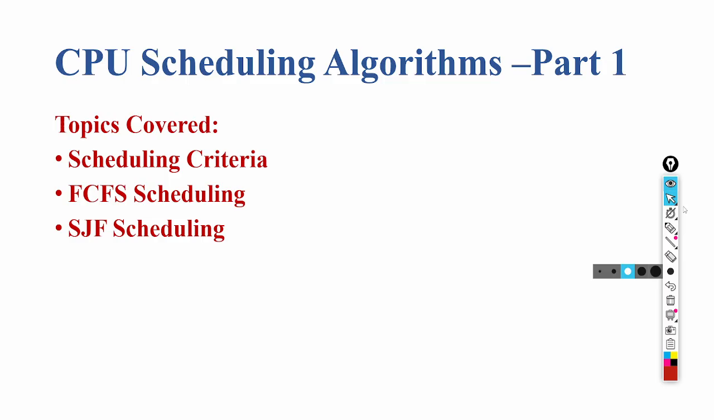In today's session, we will discuss CPU scheduling algorithms part 1. So we will cover scheduling criteria, FCFS scheduling, SJF scheduling, advantages, disadvantages and more most important points.